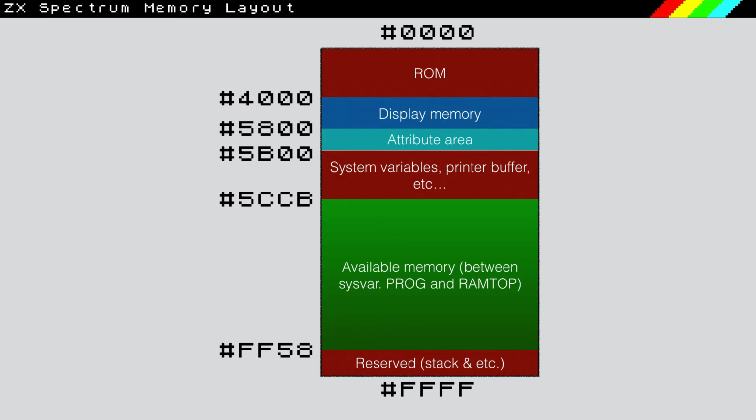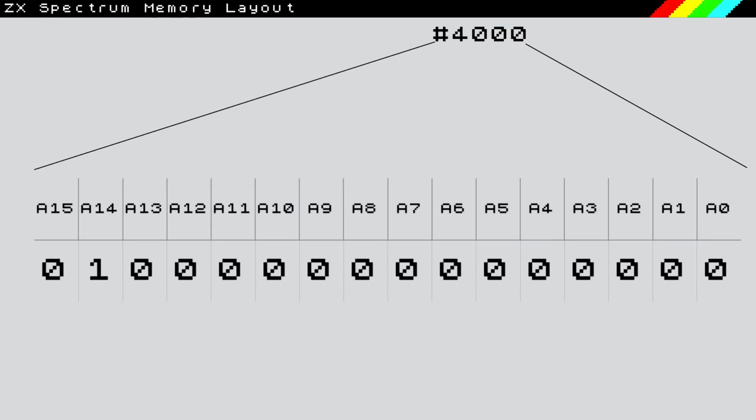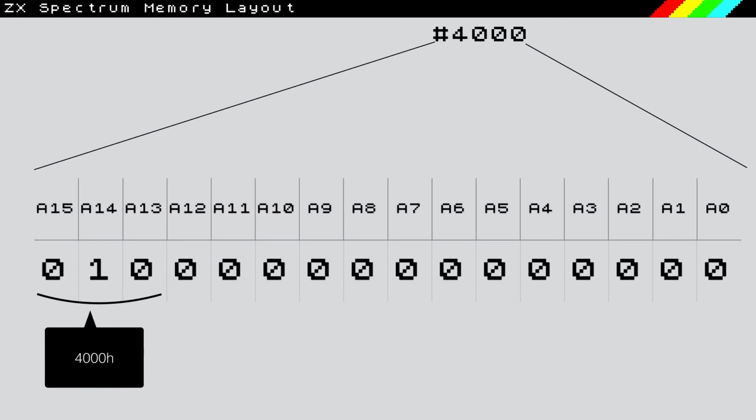When you use the command CLEAR in BASIC, you're basically changing the end point of that block, so your program would not collide with the stack and whatever else BASIC might need. So yeah. Talking about the display memory, if you look at the address 4000 hexadecimal, you will see that only bit A14 is on, and those first 3 bits are actually what defines the base address of the screen memory.